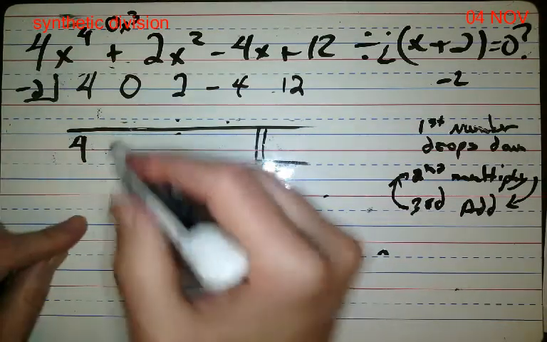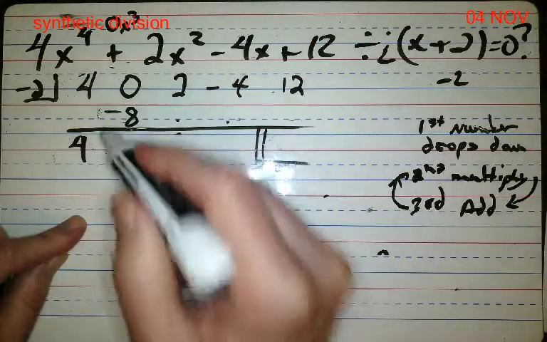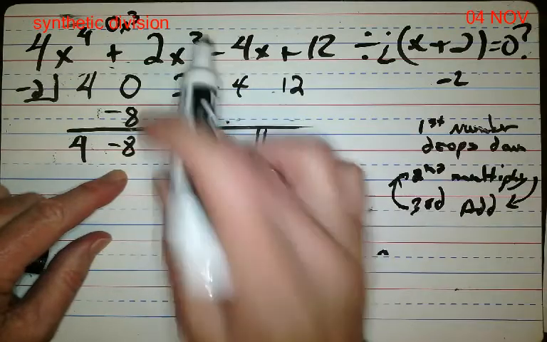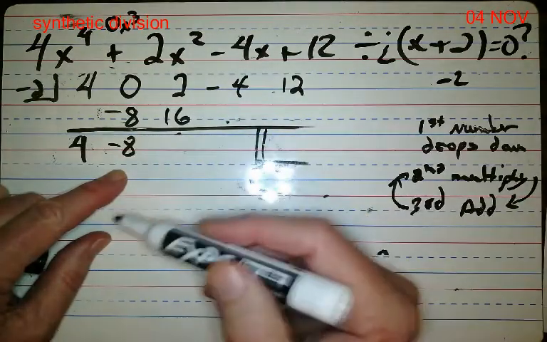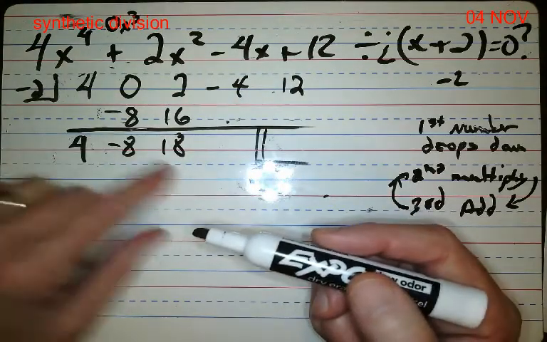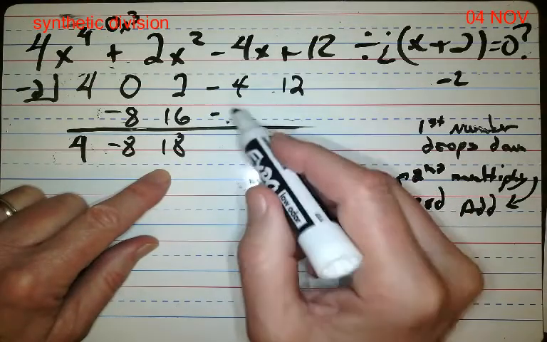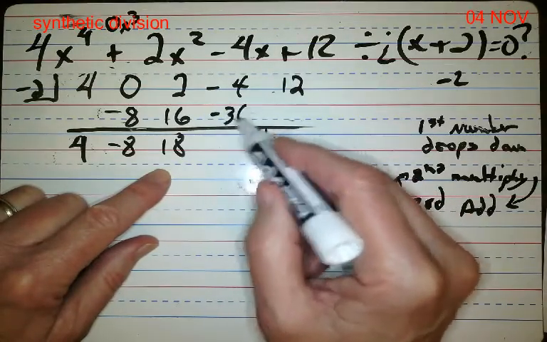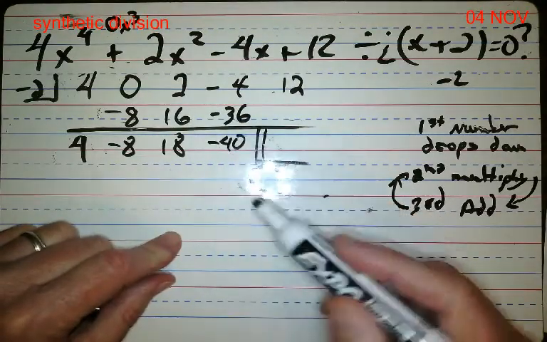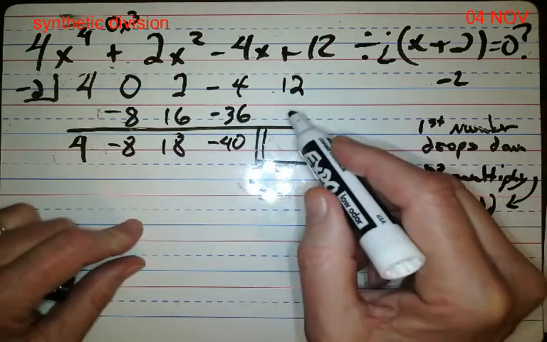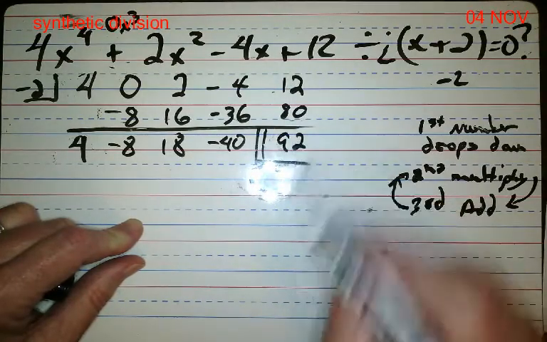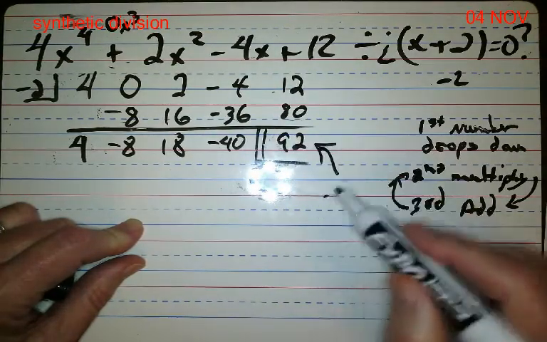4 times negative 2 is negative 8, isn't it? Yeah, there we go. Negative 8. Then multiply. That would be positive 16. Then add, that's 18. Then multiply, that's negative 36. Then add, that's negative 40. Then multiply, that's 80. Holy smokes. Then add 92. Look at that. That's the remainder.